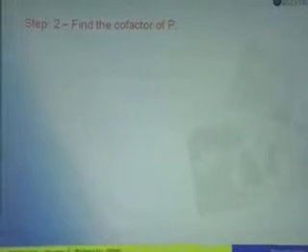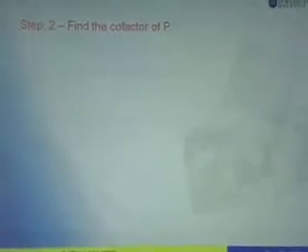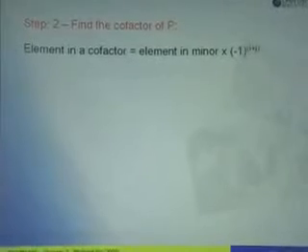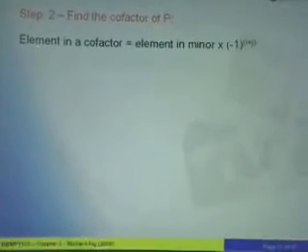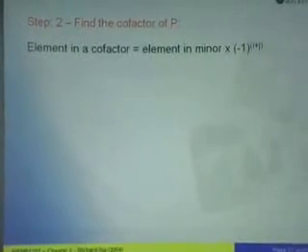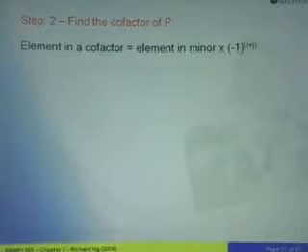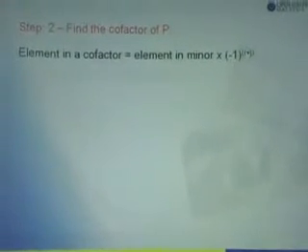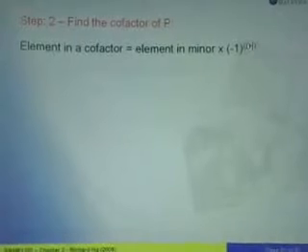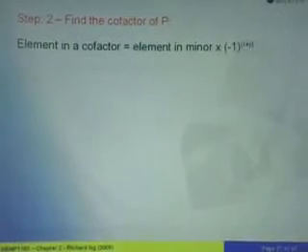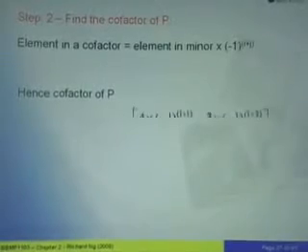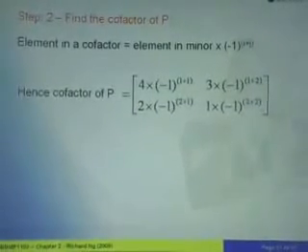So next step, before we can find the determinant of P, we need to find the cofactor of P. In order to find the cofactor of P, we have the formula: element in cofactor equals element in minor multiplied by -1 to the power of row plus column, I representing row and J representing column. Okay, let's look at the cofactor of P.